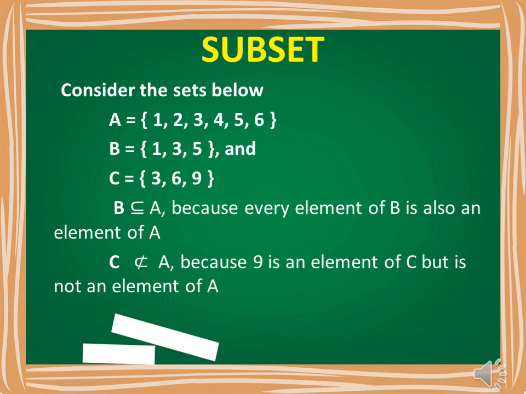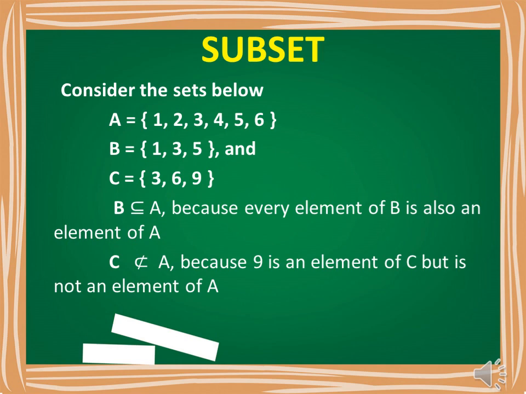Now let's check if it's true. What are the elements of B? We have 1, 3, 5. And elements of A are 1, 2, 3, 4, 5, 6. When I ask you, can the elements of B, 1, 3, 5, be found in the elements of set A? Of course, yes. So that means B is a subset of A because every element of B is also an element of A.